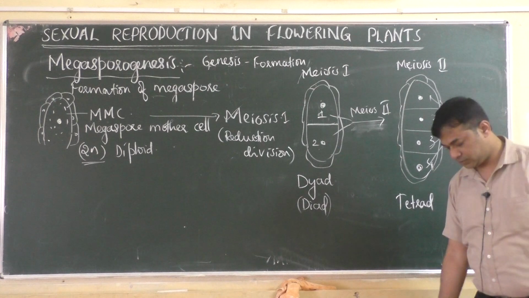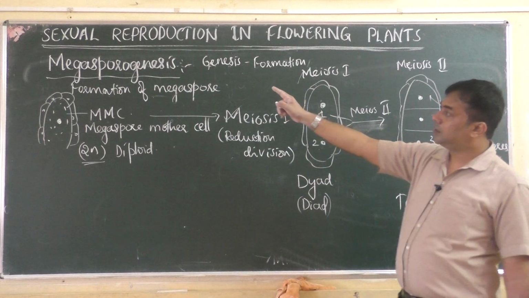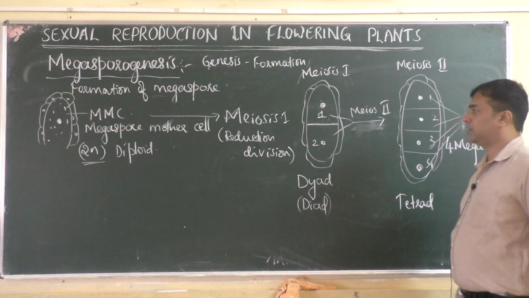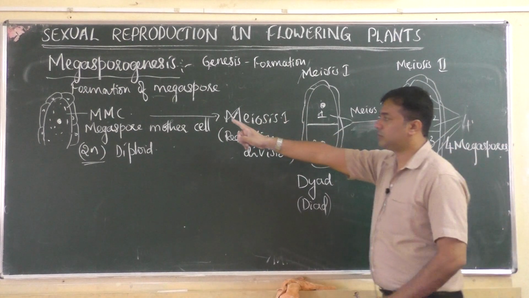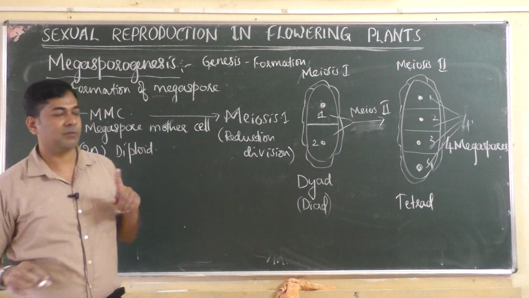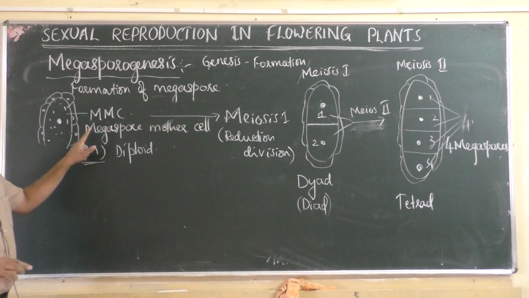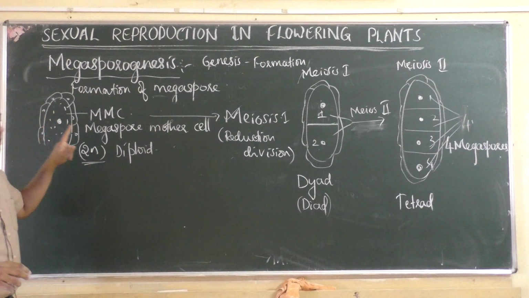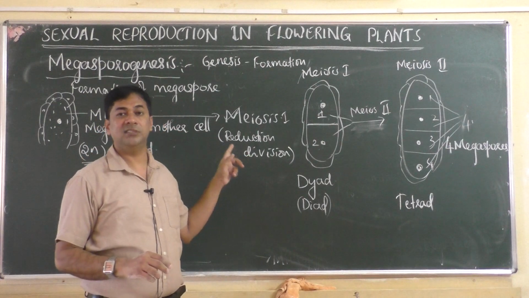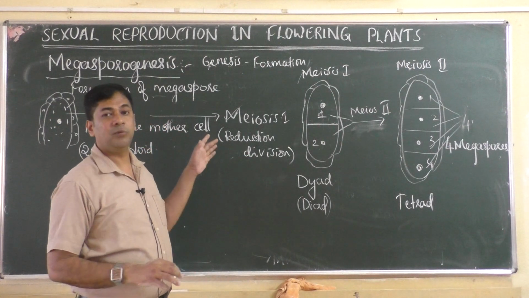Did you understand? So we started learning megasporogenesis. How exactly are megaspores produced? This is how it is produced. First it starts with a single cell which is diploid, 2n number of chromosomes. It is called megaspore mother cell. Then megaspore mother cell undergoes meiosis, cell division. Chromosome number will be reduced to half.